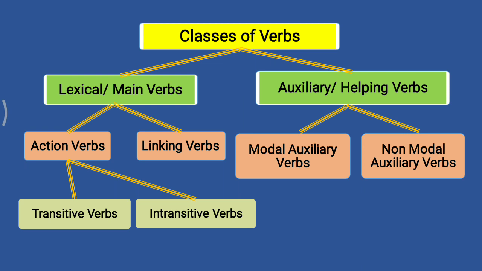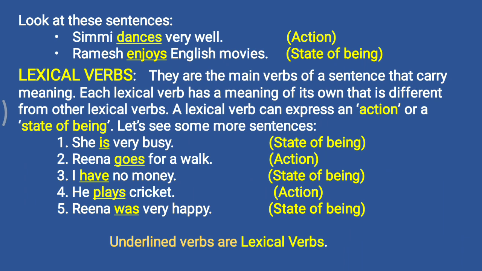Let's discuss one by one. First of all, look at these sentences. Simi dances very well. Ramesh enjoys English movies. Here the words dances and enjoys are underlined and they show action and state of being respectively. These examples are related with our first type, that is lexical verb.